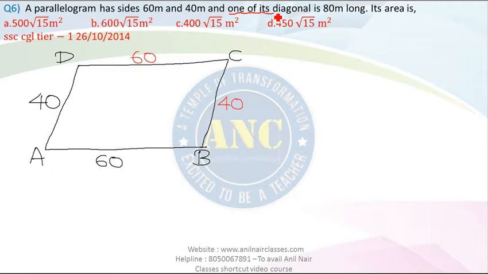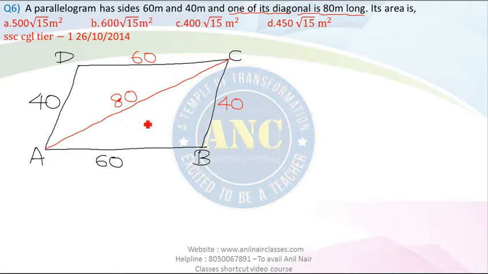Second statement says one of its diagonals is 80 meters long. This is given as 80 meters. Find the area of parallelogram ABCD. That is the question. First of all, opposite sides are equal. I named it already as 60 and 40 for the other two sides also.